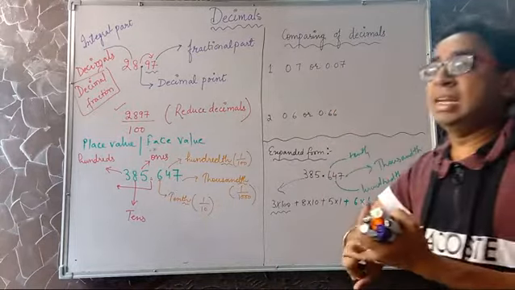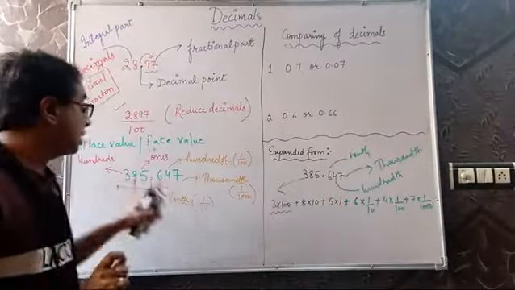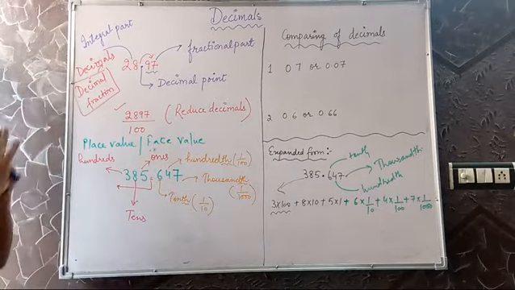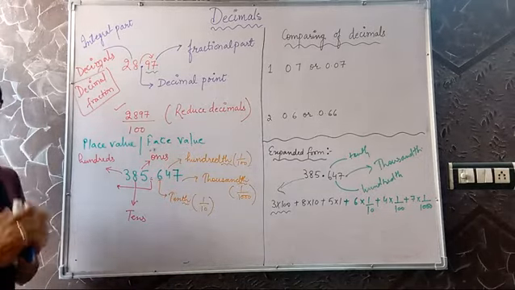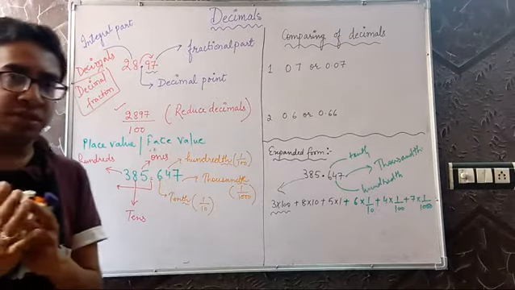Why 8 into 10? 8 is the digit and the place at which that particular digit is located. We multiply them together. Are we clear with this? Any doubt till now on this? That is what place value is, how to get it, how to remove decimals.